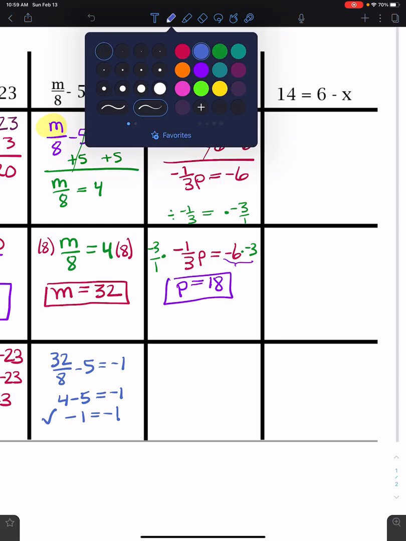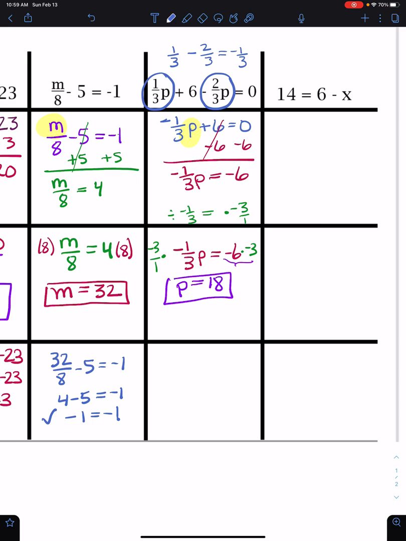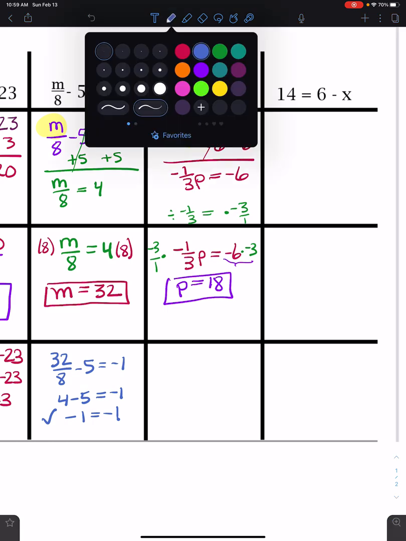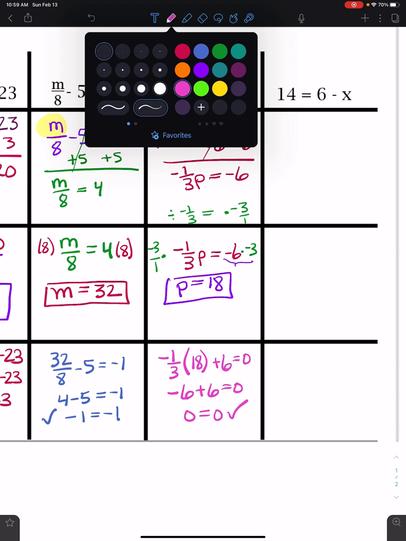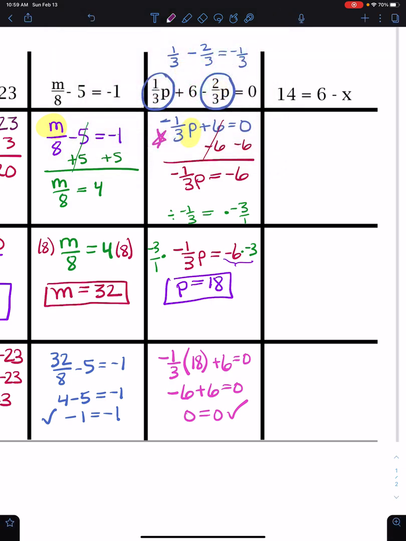But I'm going to double check it just in case. I'm going to actually plug it into this right here, where I've already combined the terms that have p just to make it shorter for myself, so it fits here. 1/3 of 18 is 6, so this will be negative 6 plus 6 is 0. So it is true.